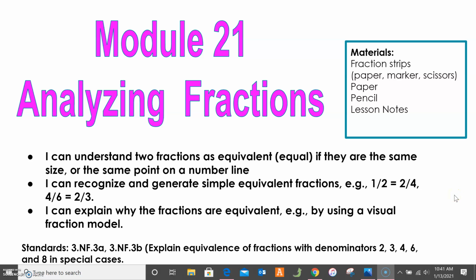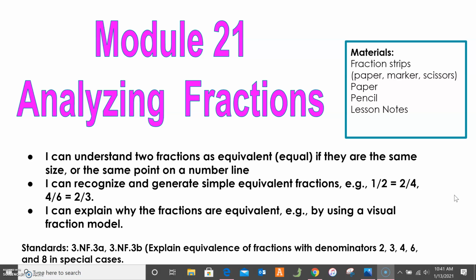Module 21, Analyzing Fractions. The materials you will need for this lesson are fraction strips, paper, pencil, and lesson notes. If you have to make your fraction strips, you're going to need paper, marker, and scissors. You can use your fraction strips from a previous lesson, or you can use the link that I provided to use online fraction strips.